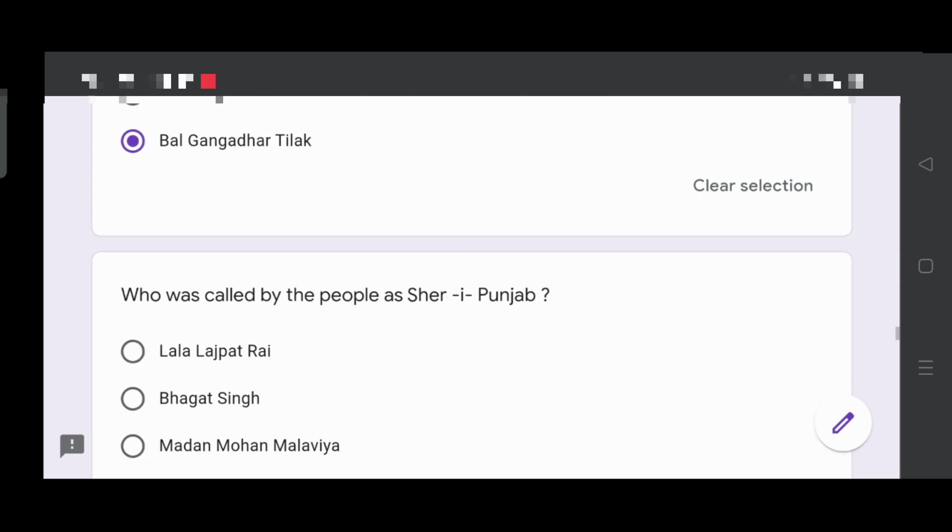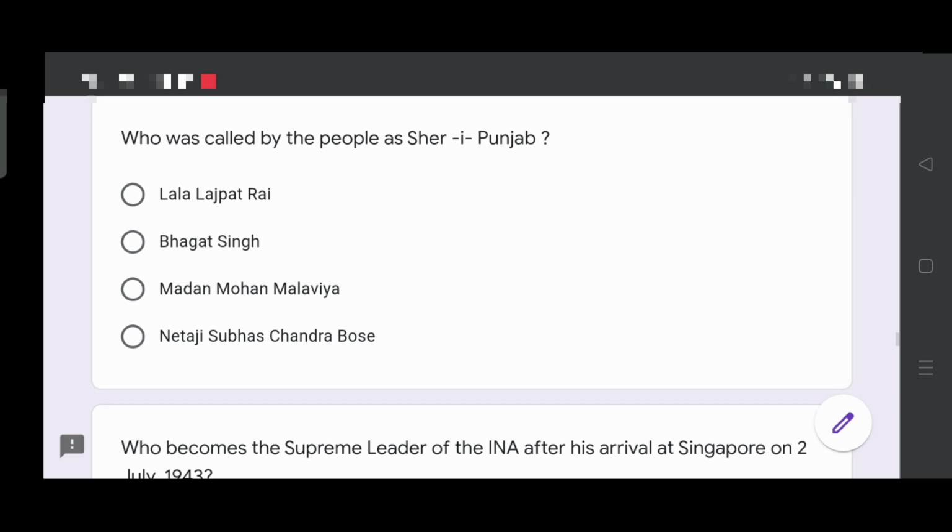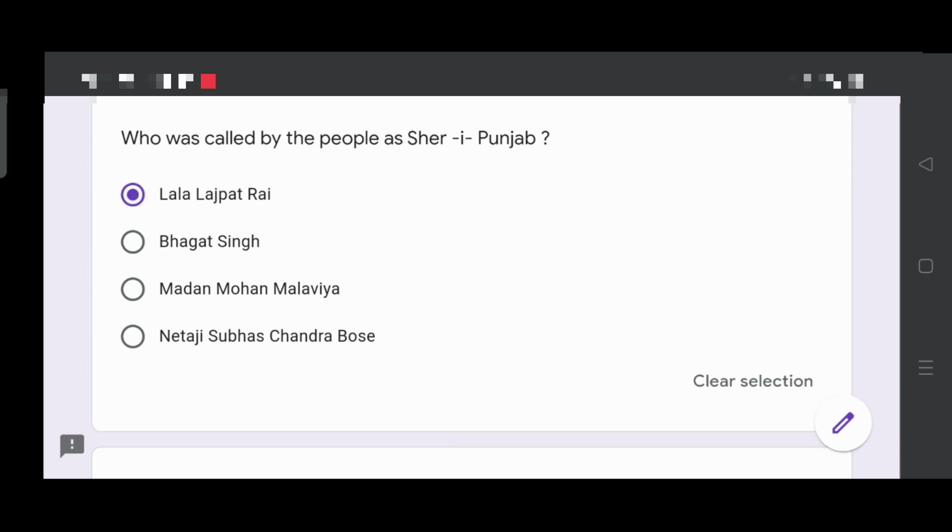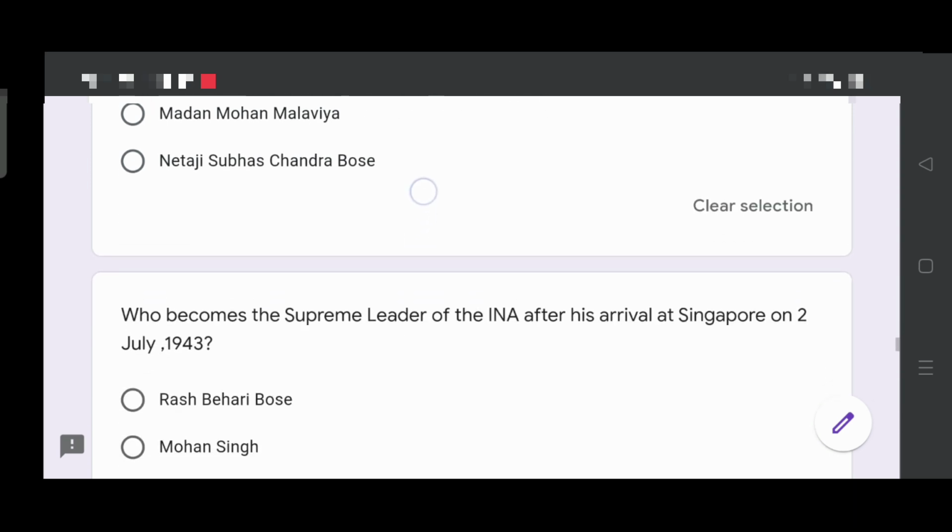The next one. Who was called by the people as Sher-e-Punjab? Lala Lajpat Rai, Bhagat Singh, Madan Mohan Malaviya or Netaji Subhash Chandra Bose? Yes, the right answer is Lala Lajpat Rai.